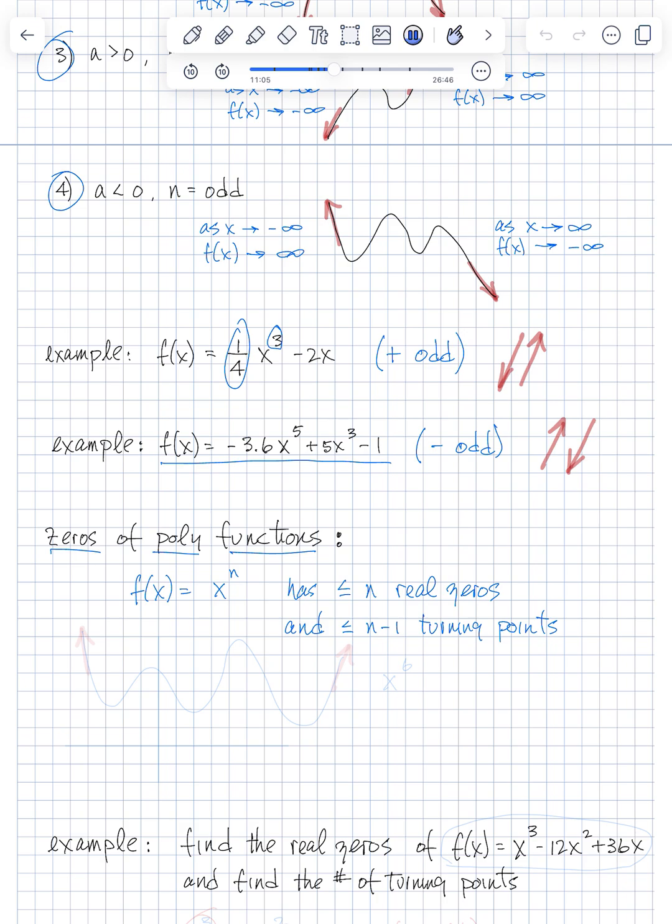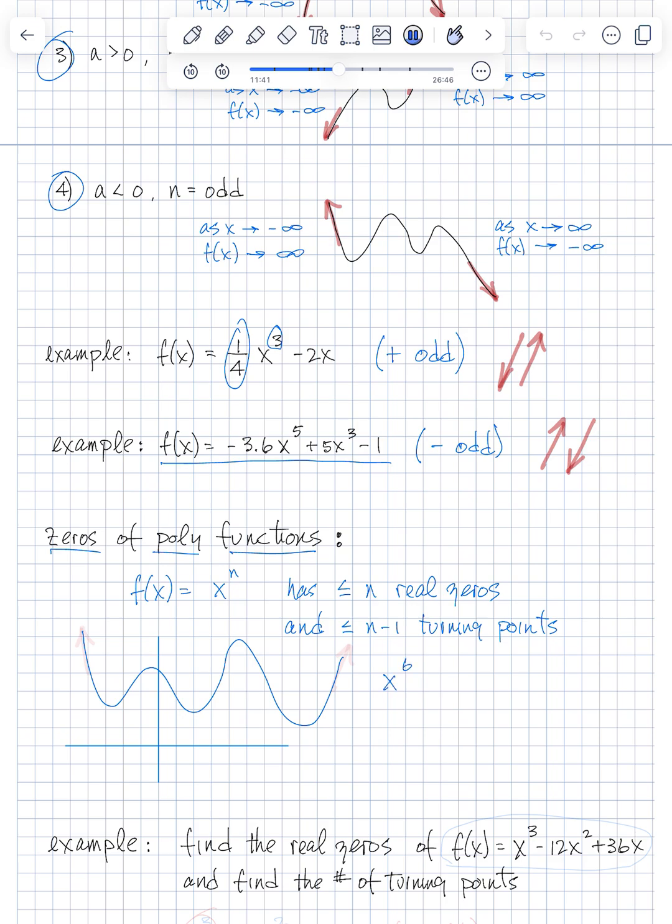Well, how would it look if we didn't have any real zeros? Well, let's just take an example. Let's say here was our coordinate frame, and we had something that looks like this. Okay, how many turning points does it have? So 1, 2, 3, 4, 5. So this is, again, going to be a x to the 6th.